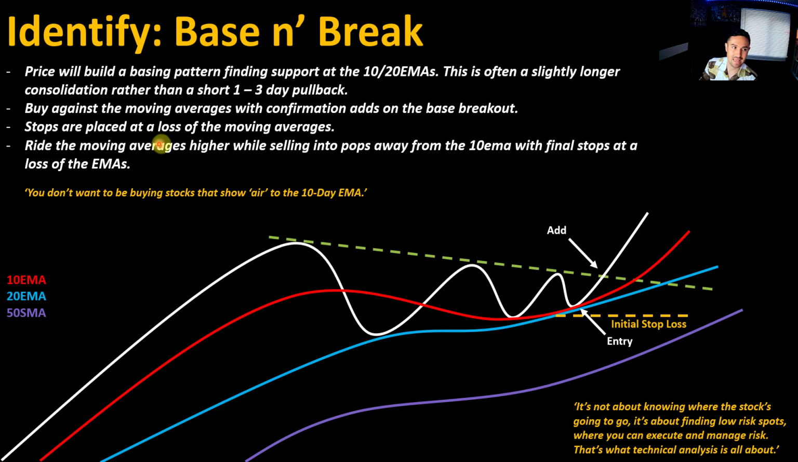Stops are placed at a loss of the moving averages. Ride the moving averages higher while selling into pops away from the 10 EMA, with final stops at loss of the 10 EMA. We're going to go all in on selling and optimizing profits. Good quote here: you don't want to be buying stocks that show air to the 10 day, so ones extended from the 10 EMA. So you see here on this schematic up here, there would be air between price and the 10 here, whereas here it is much closer. So again, it's judging it on a relative basis.